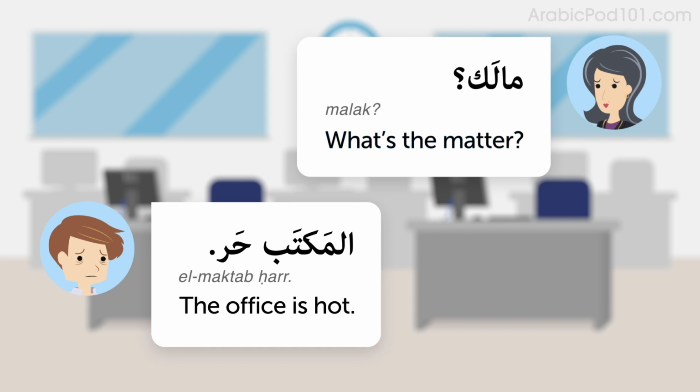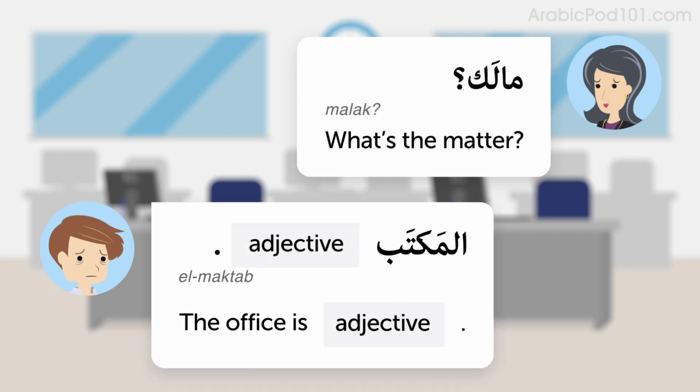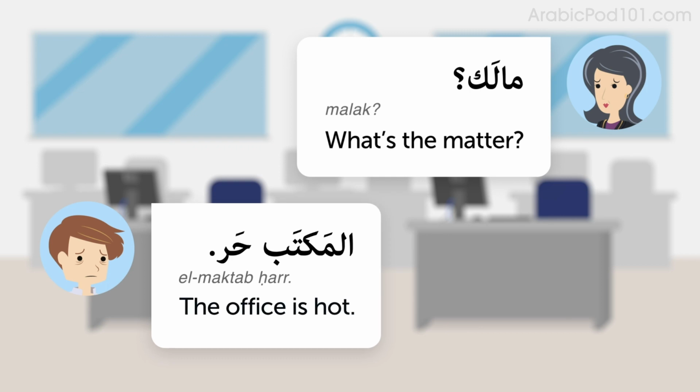Now, how do you answer this question? The pattern is المكتب, adjective. This Arabic sentence literally translates into the office adjective, but it means the office is adjective in English. For example, the office is hot. المكتب حر.